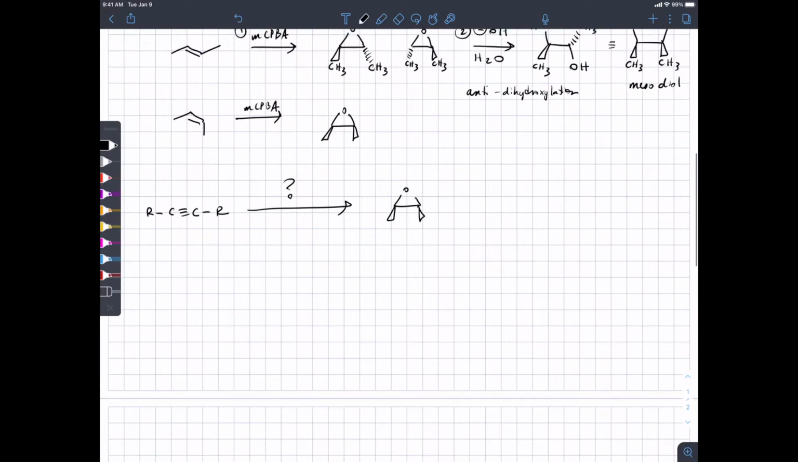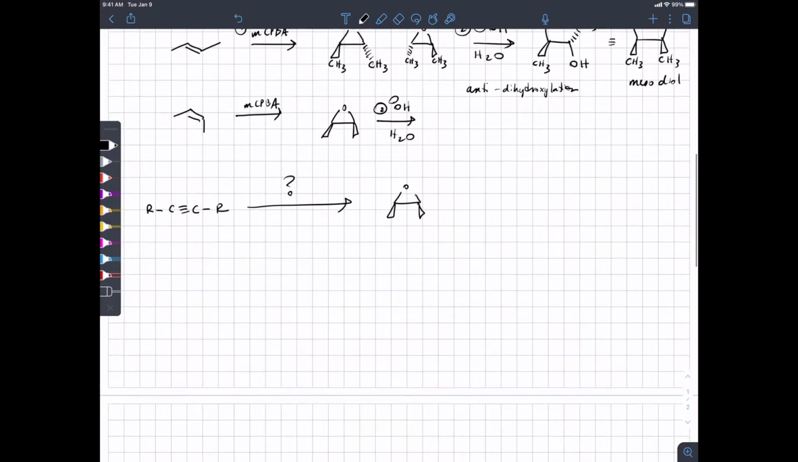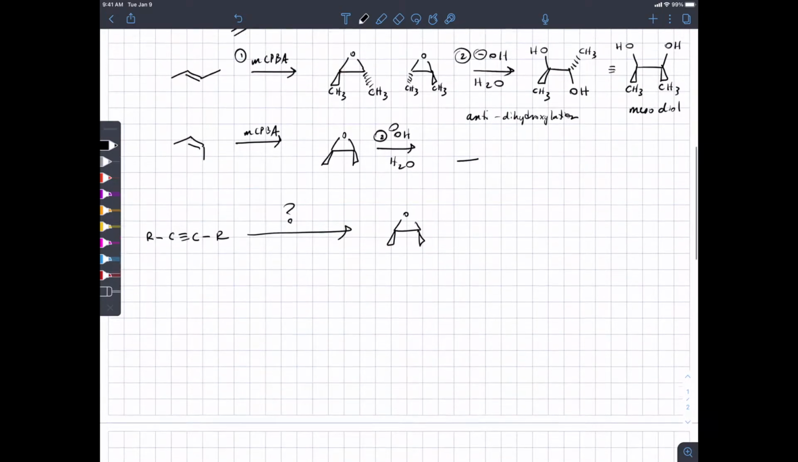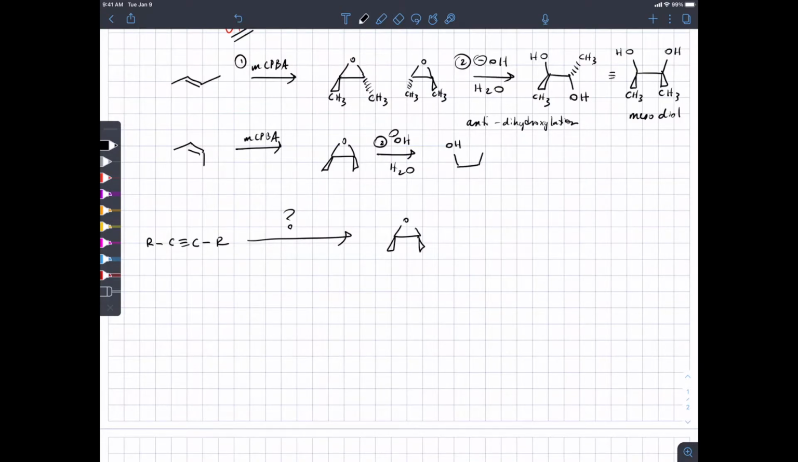Similarly, you should see that if we open up this meso epoxide with a hydroxide and water, we're going to get these two diols, which are enantiomers of each other. And you can go back and convince yourself that if you open up these epoxides from behind, you will get this product stereochemistry.